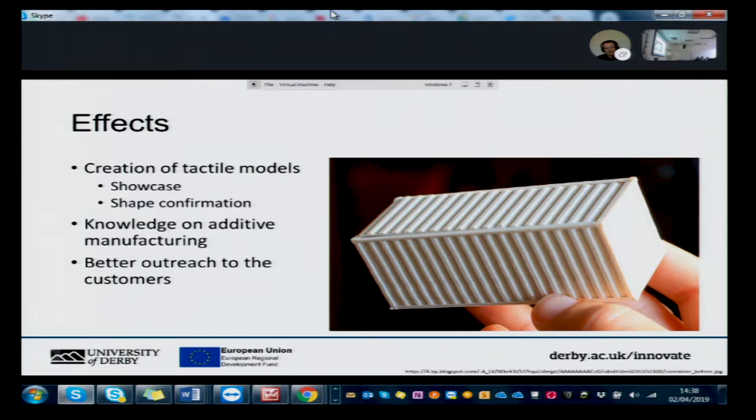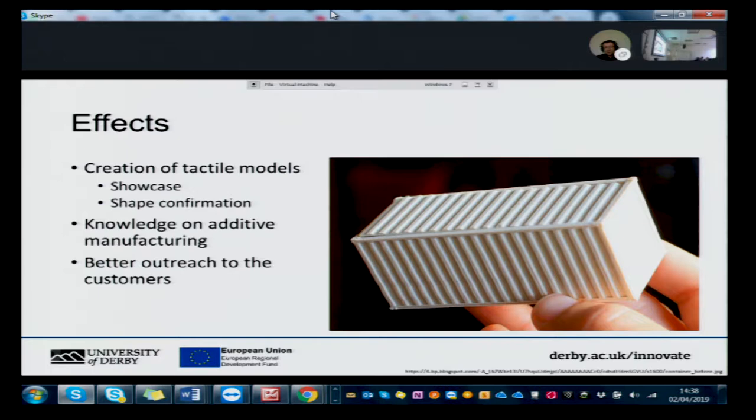So this way the customers were able to sit down at the drawing boards and redesign it properly to shrink down the inner hull. It allowed them to save millions of pounds on a simple mistake of the scale. Fortunately, they were able to confirm the shape and confirm everything. The same here, we can 3D print two different models, two different elements, and check if they fit together. The company also got very good grounded knowledge on additive manufacturing, and they were able to reach the customers in a much better way than previously.